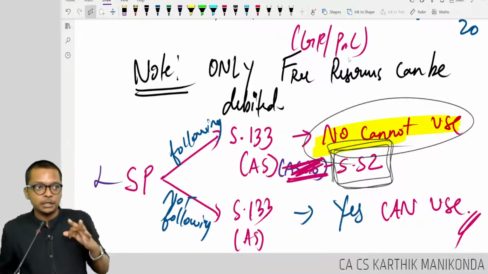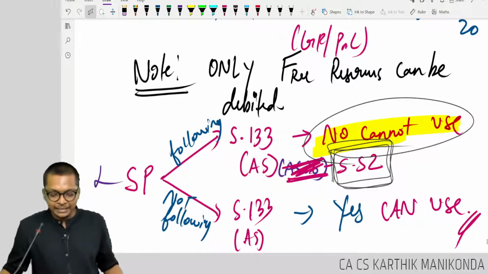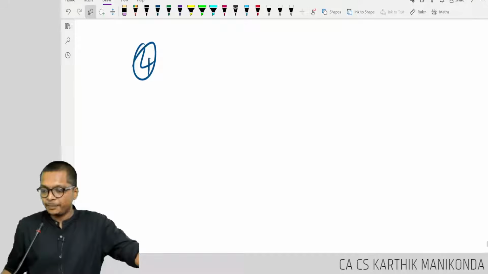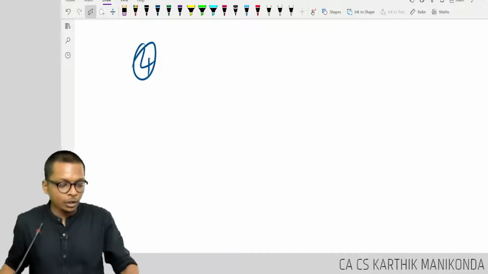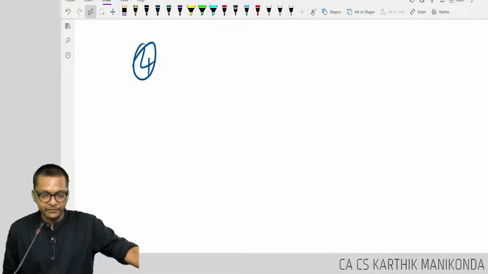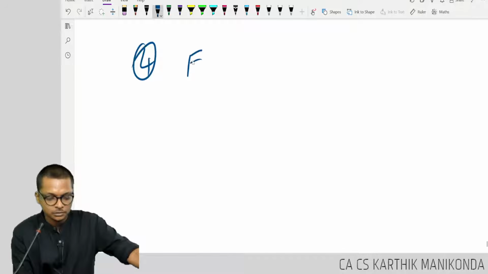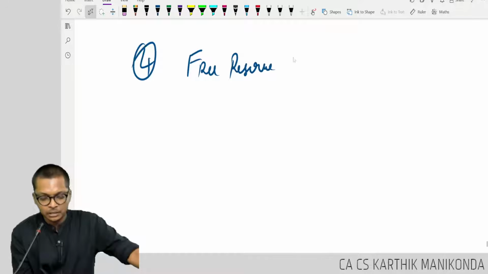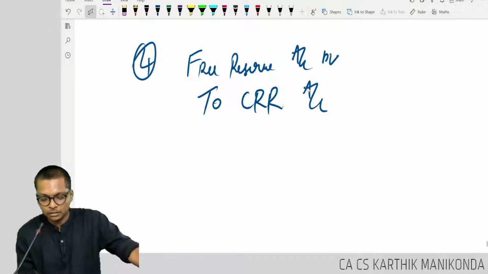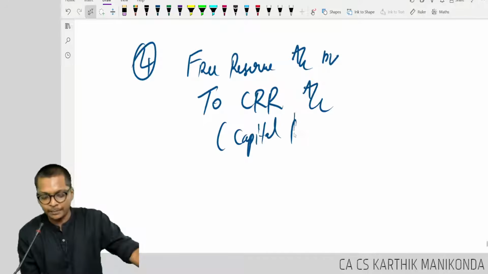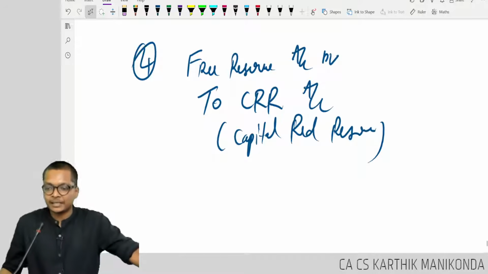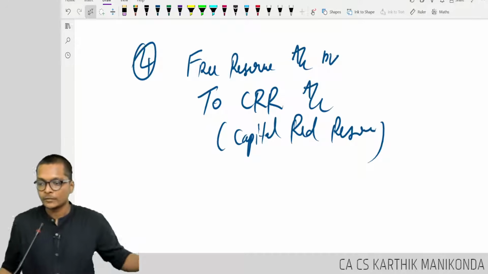Entry 3 over. Now we have to go to entry number 4. Entry number 4, you write it down so that your notebook is complete. But I will explain only after we finish one sum, because I need to explain the concept. For now, write down entry 4 as: free reserves account debit, to CRR account. CRR stands for capital redemption reserve. I will explain in some time.